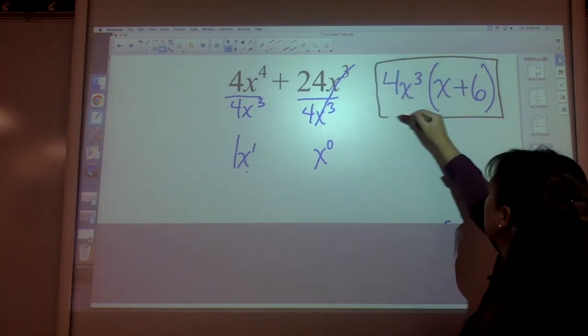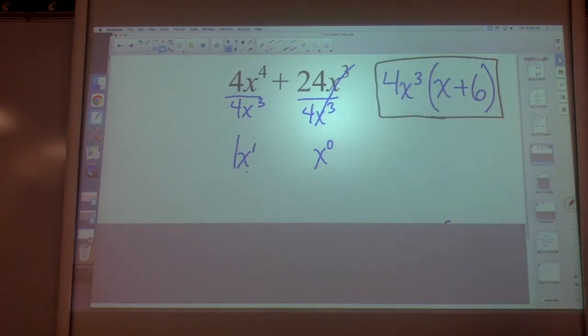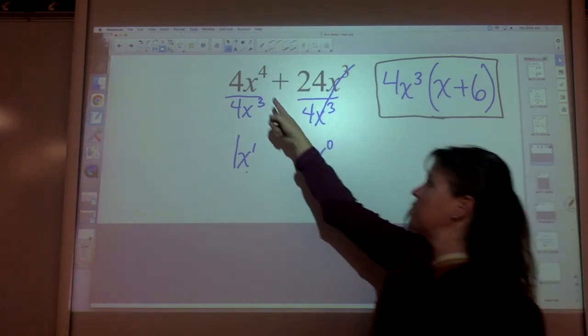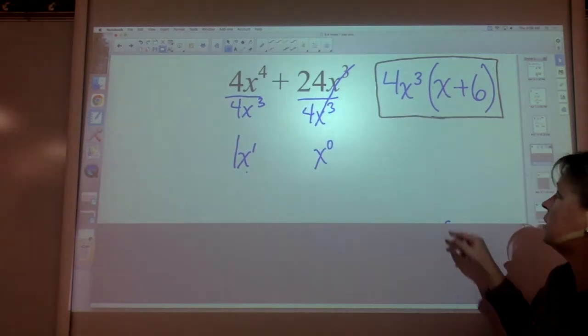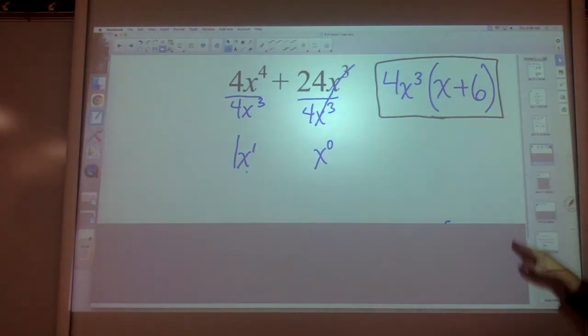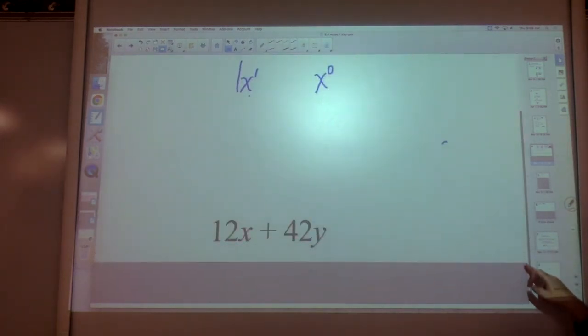You have to have the greatest common factor first and then the rest of the factor left over. Notice every time, if there's 2 terms here, there's going to be 2 terms in your parentheses. If there's 3 terms, you're going to have 3 terms. If there's 4, you'll have 4, but you always have to keep the same amount of terms.